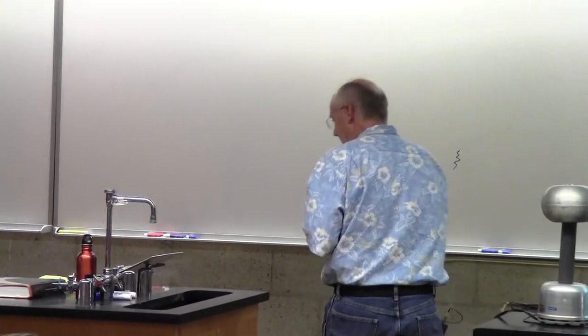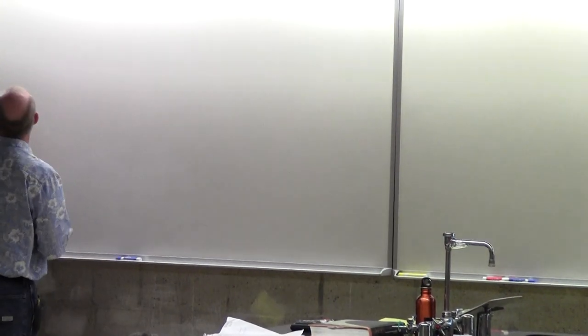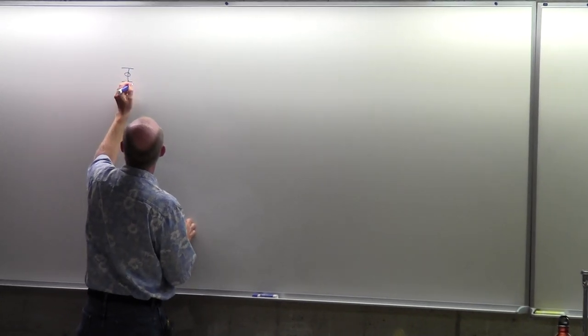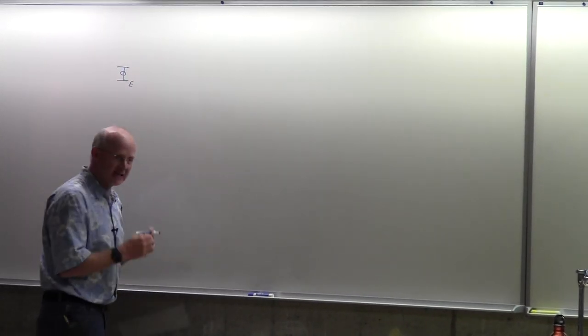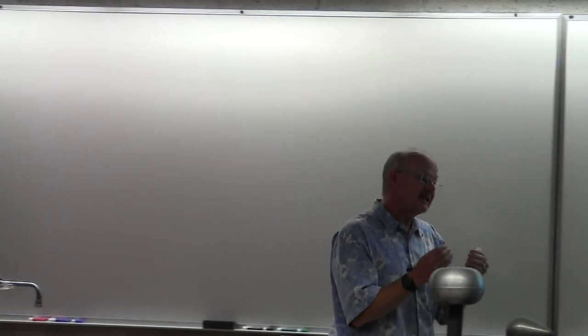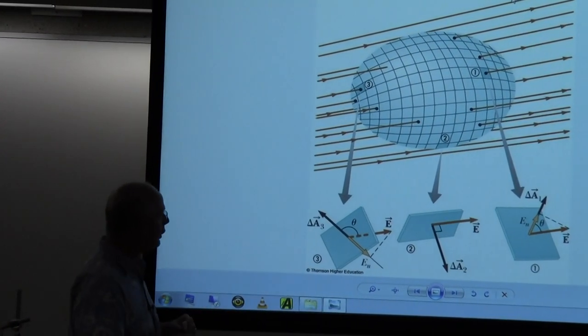So, if I can then continue where we left off with this idea of flux, electric flux. And the symbol we had was capital Phi subscript E for electric flux. And so let me just review or step back to where we were. We were in this figure here. It's figure 4 in your book.